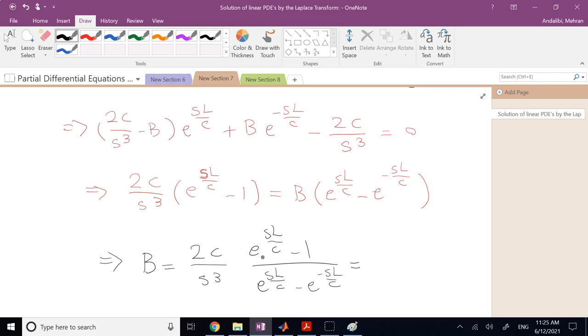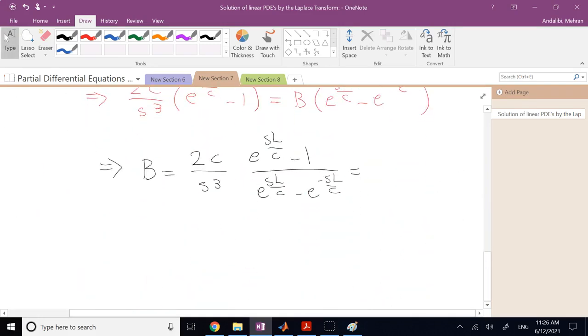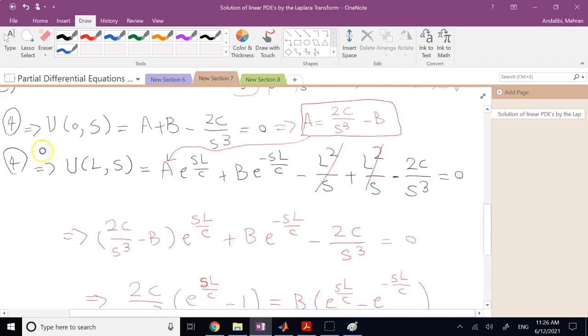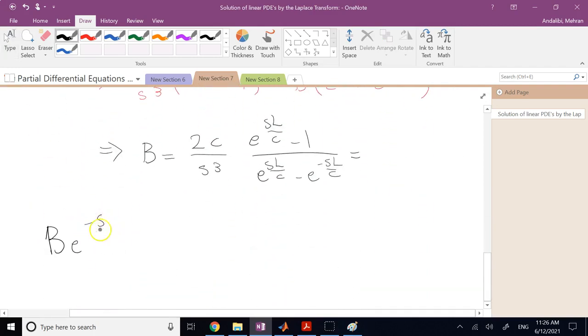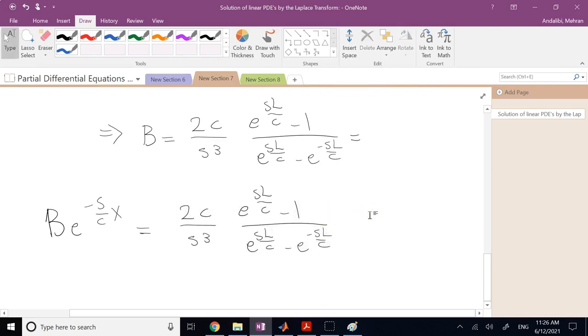And if you plug this guy, B, and multiply it by its own term. So that term that you had was B, exponential of negative S over C X. You have to then multiply that whole thing by that exponential. So it is going to be this whole thing times e to the negative SC over X.